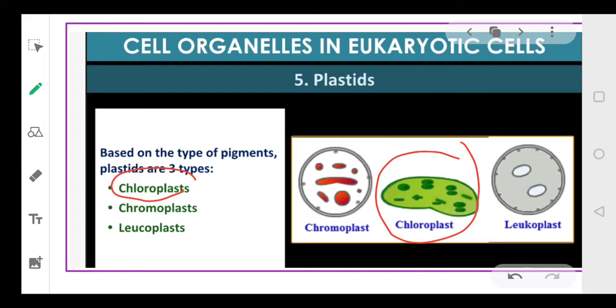So chloroplast. Second is chromoplast. They will have red, orange, yellow color. Leucoplasts are colorless. As you can see in the picture also, they are colorless. They do not have any color. So chloroplasts are green in color. Chromoplasts have colors other than green, like yellow, orange, red. The pigments present in them give them their specific color.